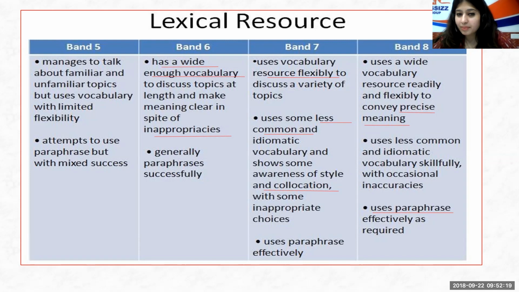It uses vocabulary resource flexibly to discuss a variety of topics. Now, let's say in the first paragraph, I want to mention this word called beneficial. My first word is beneficial. When I come to the second word, it's got to be advantageous. When I come to the third word, it's going to be a good thing. The fourth time, I may paraphrase it as something like essential, or maybe I would conclude it with a better word called boon.